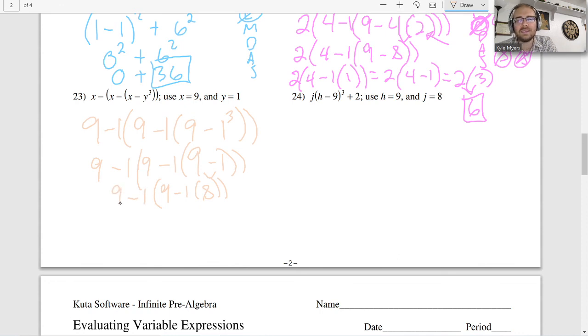Now we're done with the inside parentheses. So then we have 9. This is just 9 minus 8. Bet you can't guess. It's a 1. So there we go. 9. And then technically we would do multiplying next, but that's 9 minus 1, which is 8. So the answer is 8.